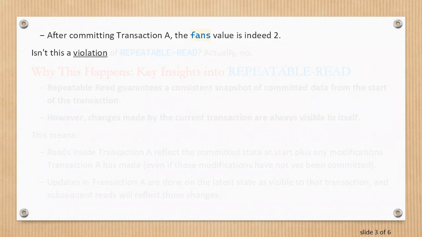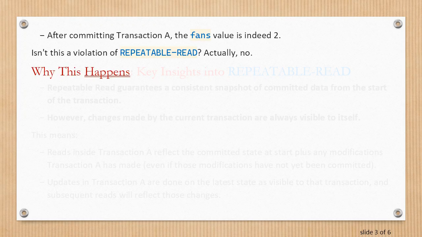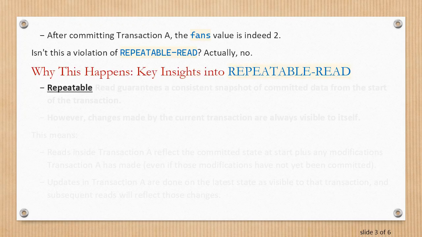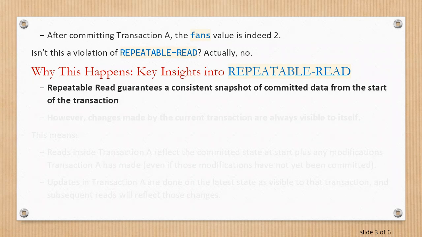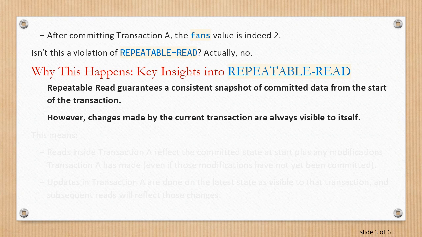Isn't this a violation of repeatable read? Actually, no. Why does this happen? Key insights into repeatable read. Repeatable read guarantees a consistent snapshot of committed data from the start of the transaction. However, changes made by the current transaction are always visible to itself.